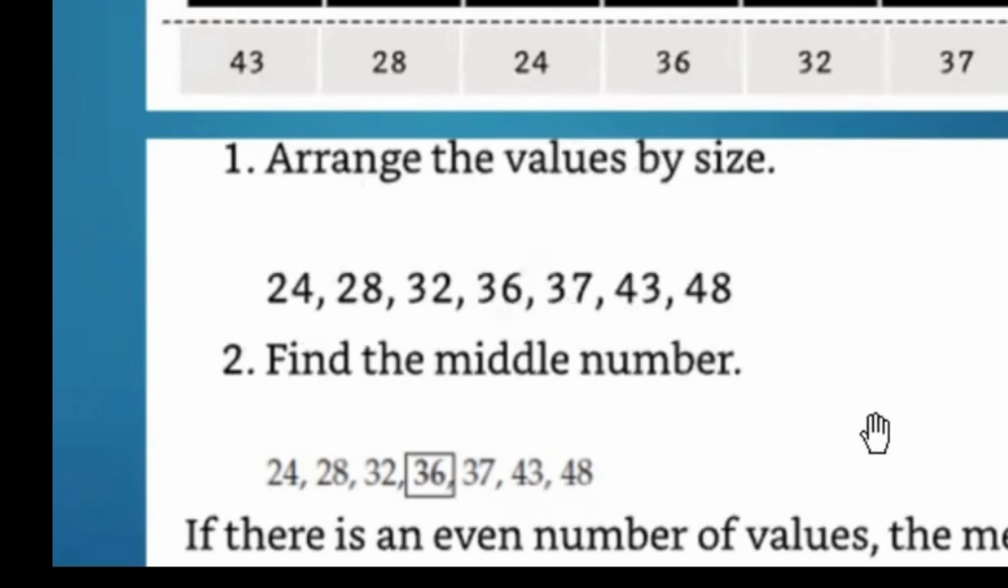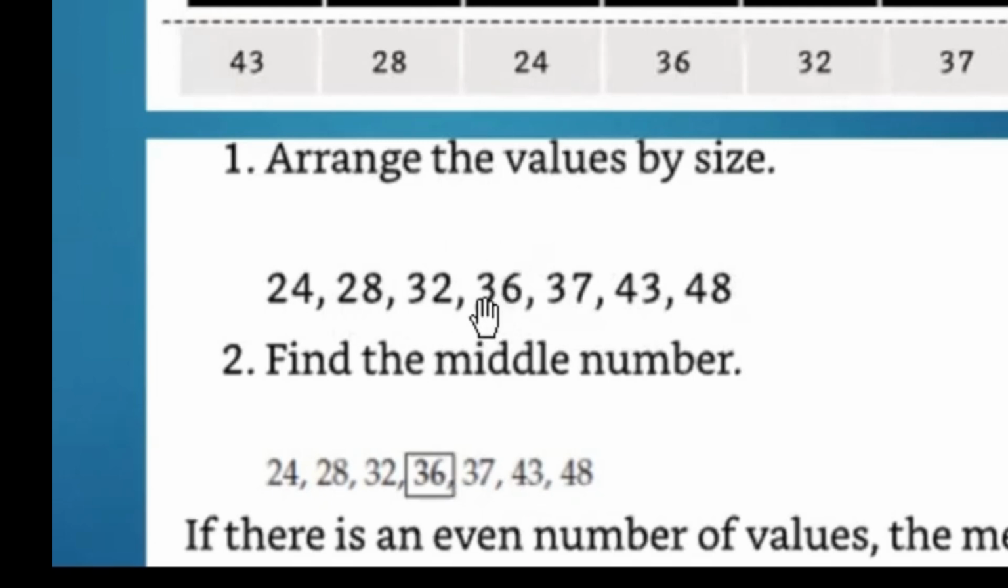It's going to be the number right in the middle. So in this particular case, that's going to be 36. And if you covered 36 and counted the number of values you had on the left, you have exactly 3: 24, 20, 24, 28, and 32, right? And then on the right, we have exactly 3: 37, 43, and 48. So you know that this is your central value, or your median, okay?